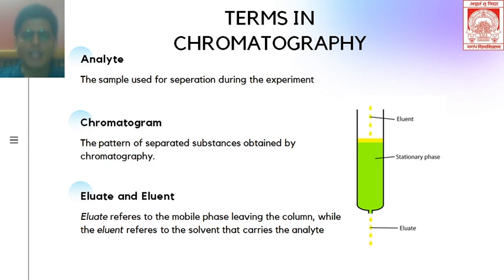The two terms are eluent and eluate. Eluate refers to the mobile phase that leaves the column. On the right hand side you can see the eluent enters the stationary phase, whereas the eluate leaves the stationary phase. Eluate carries the analyte, whereas eluent is basically a mobile phase which, when it enters the stationary phase, tends to move the sample depending upon the affinity with the eluent.